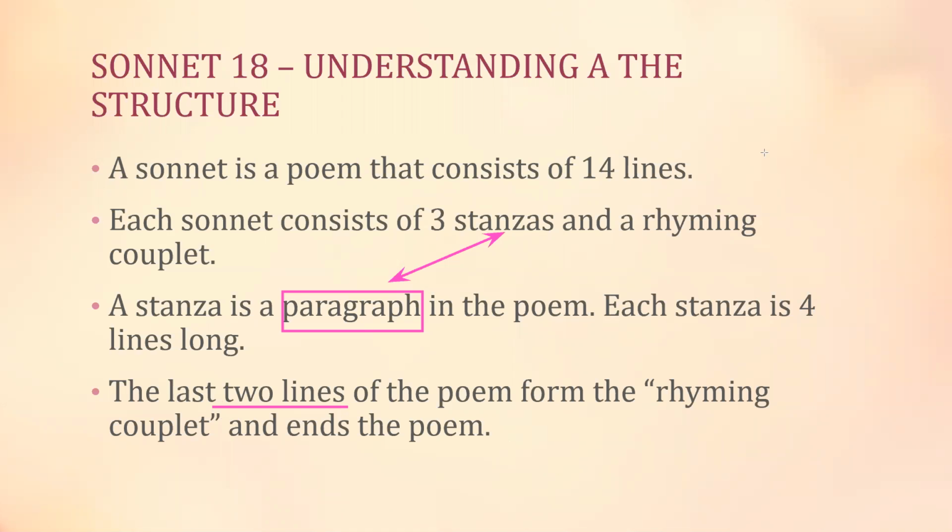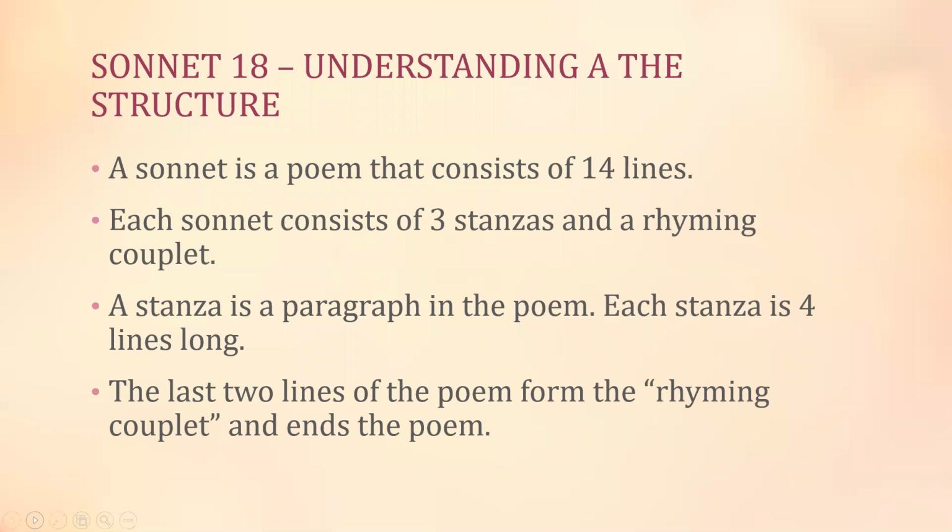But before we move on, quickly, what is a sonnet? It's a poem that consists of 14 lines. Those lines are divided up into 3 stanzas, ending off with a rhyming couplet at the end, which is 2 lines long, and the last words of each of those lines rhyme.